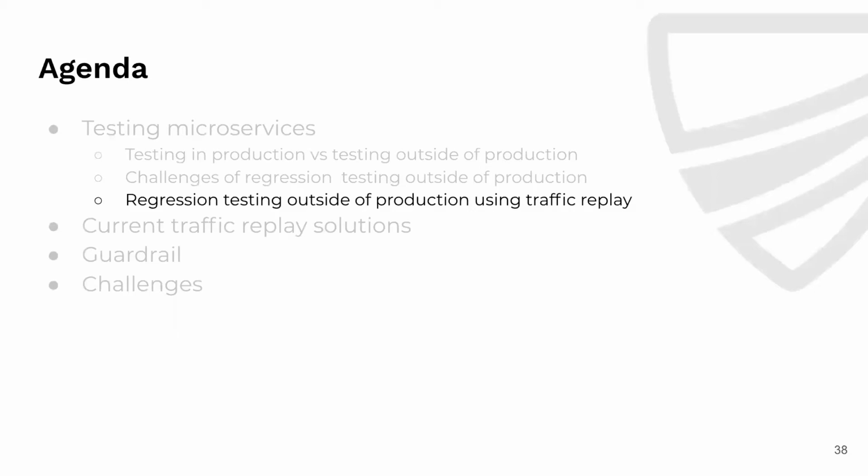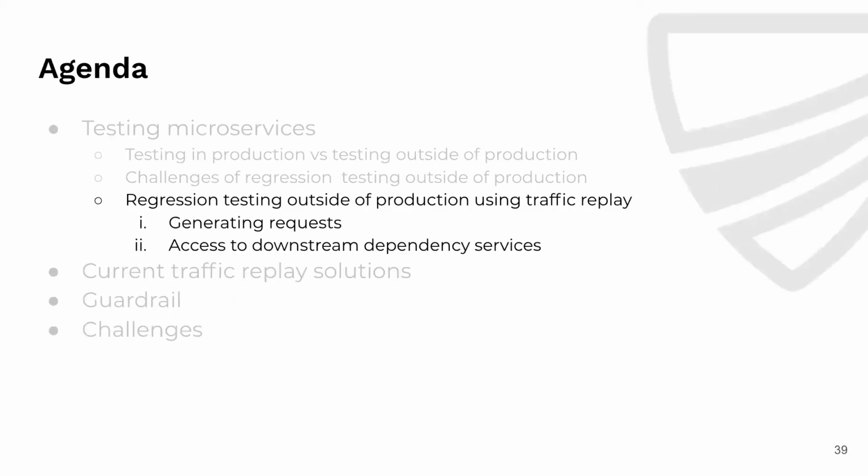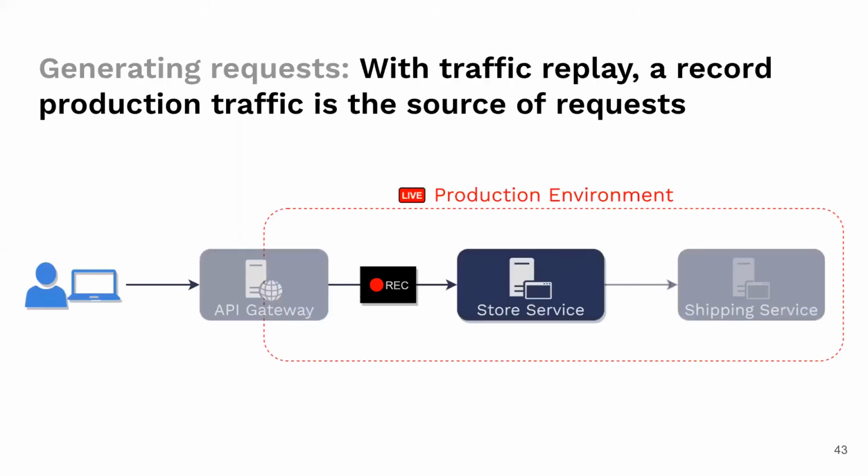Now we'll examine a different approach to regression testing called traffic replay and address the same two challenges we just went over. So when it comes to generating the requests and the expected responses to test the microservice with, traffic replay uses recorded production traffic as those requests and responses. So that means instrumentation is added to the production environment, which creates a record of two things: all of the requests sent to the store service and the store service's corresponding response for each of those requests.